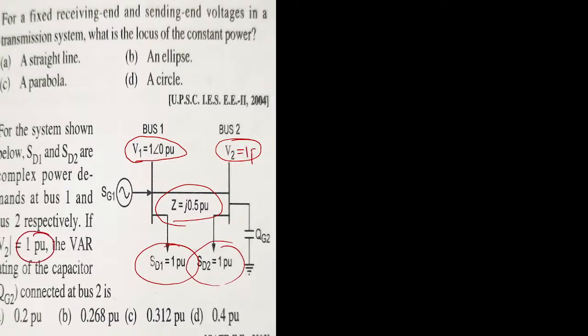What data have they given? The voltage at bus 1 is given as 1 per unit. At bus 2 the voltage is not known, right? Okay, sir. Next, the impedance Z is clearly given, that is j0.5 per unit. Yes, sir. Next, the power consumed by the loads on both sides is clearly given as 1 per unit. I think voltage V2 is given in the data. Look, they have given it in the question, 1 per unit. That is also 1 per unit. Okay, sir. Everything is clear.